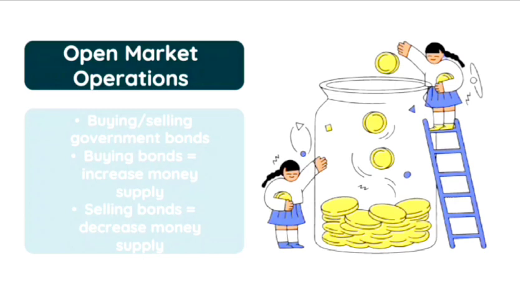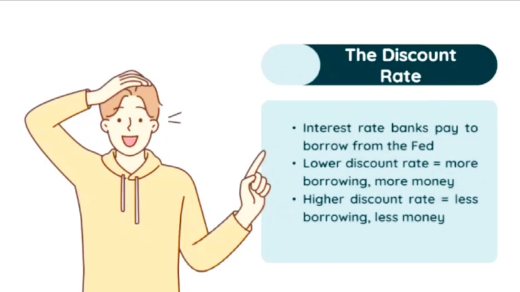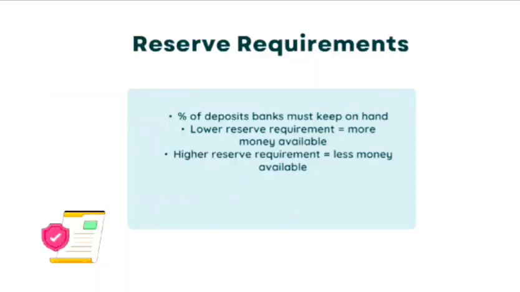When the Fed buys bonds, it pumps money into the banking system, increasing the money supply. When the Fed sells bonds, it pulls money out, decreasing the money supply. The second tool is the discount rate. This is the interest rate that banks pay when they borrow money directly from the Federal Reserve. Lowering the discount rate encourages banks to borrow more, expanding the money supply. Raising the discount rate discourages borrowing, contracting the money supply.